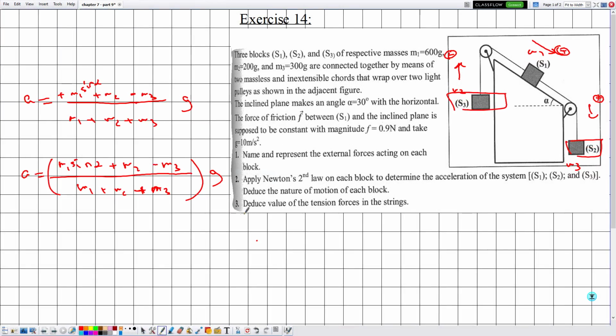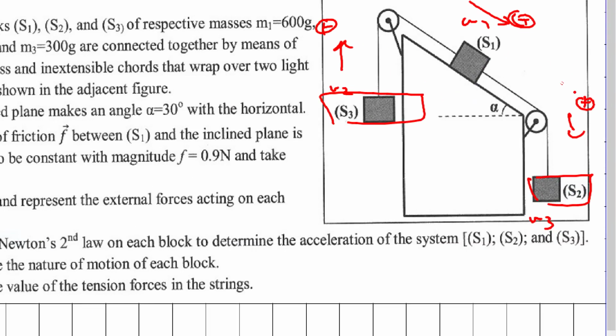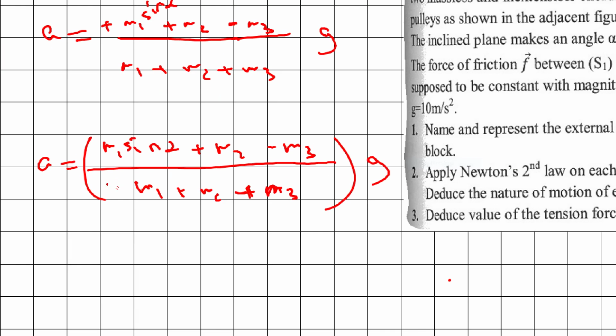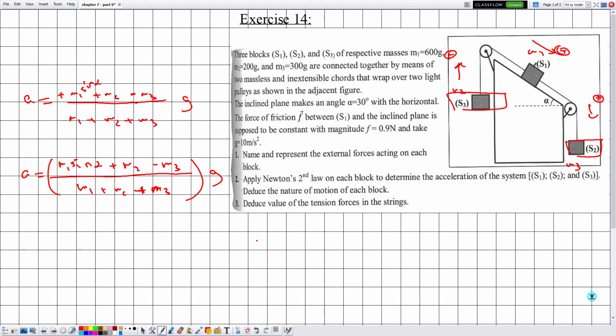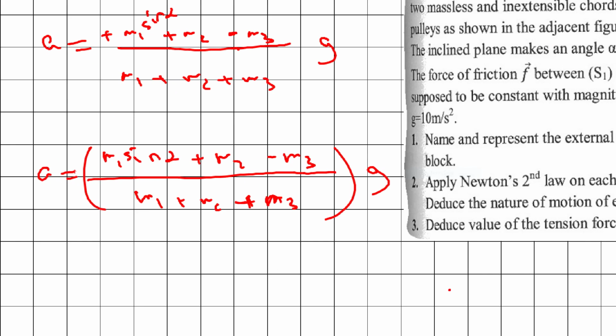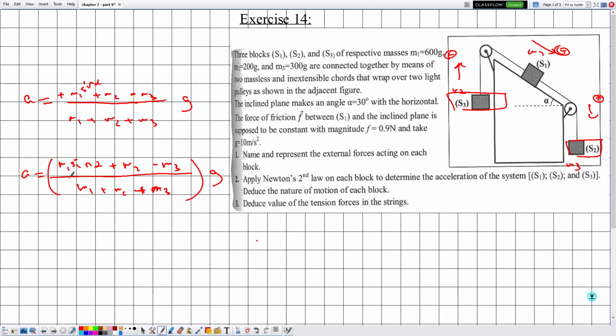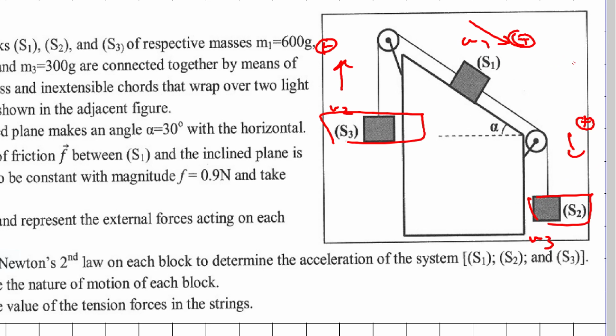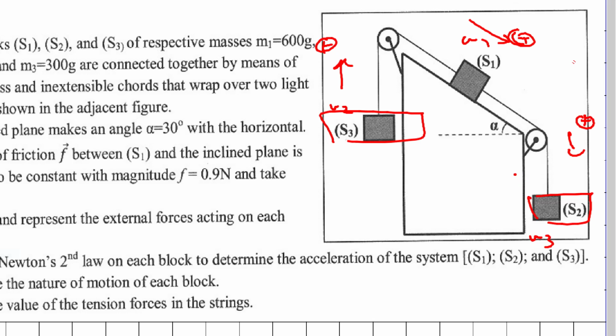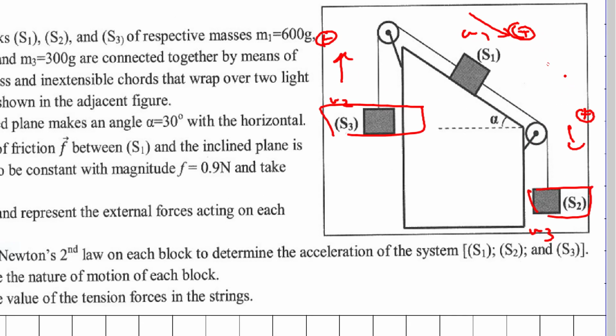Now let me recall how we obtained this expression. Notice that for the denominator, the total masses involved in the system are given by m1, m2 and m3. For the numerator, it's also a combination of masses with plus or minus. Plus sign if they are with the direction of the weight, which is the gravity.